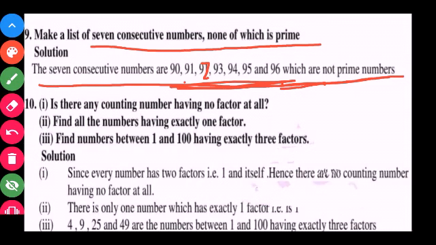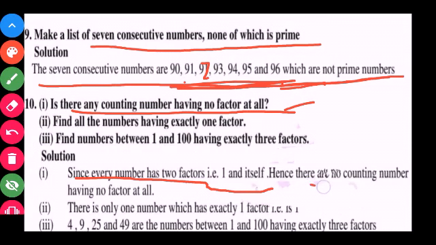Next, question number 10 is given: is there any counting number having no factor at all? Since every number has at least 2 factors, 1 and itself, there is no counting number having no factor at all.